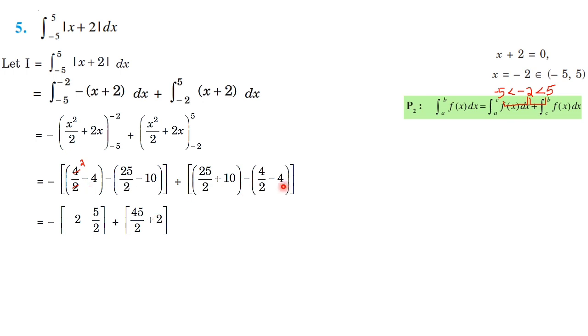Some steps we have avoided; some mental calculation we have done. Then when we remove the brackets, minus into minus is plus 2, plus 5 by 2, plus 45 by 2, then plus 2 is written. Then 2 plus 2 is 4. Now you can see there is a common denominator 2, so we can just add the numerators. 5 plus 45 is 50, 50 by 2 is 25. So 4 plus 25 is equal to 29. So this is the answer.